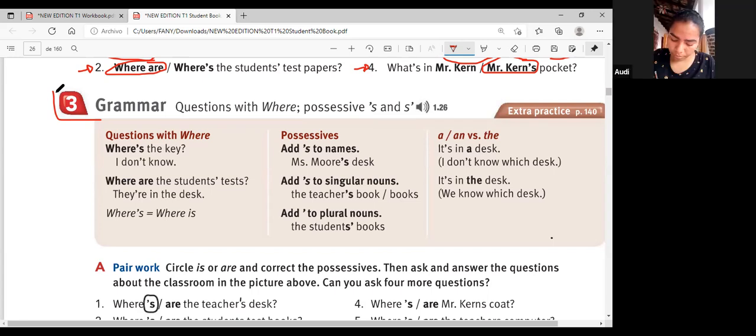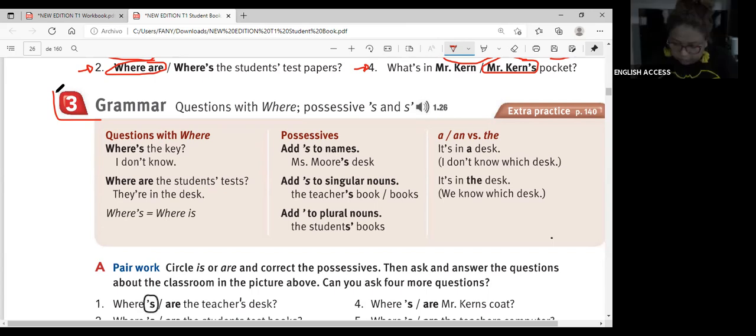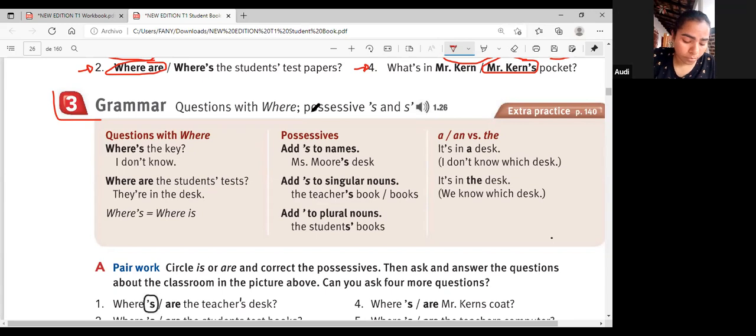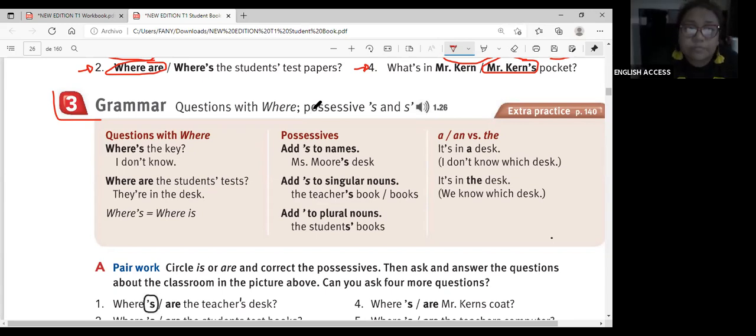Listen. Page 17. 3. Questions with where, possessive apostrophe S, and S apostrophe. Questions with where. Just listen. Where's the key? I don't know. Where are the students' tests? They're in the desk. Possessives. Add apostrophe S to names. Ms. Moore's desk. Add apostrophe S to singular nouns. The teacher's book. The teacher's books. Add apostrophe to plural nouns. The students' books.